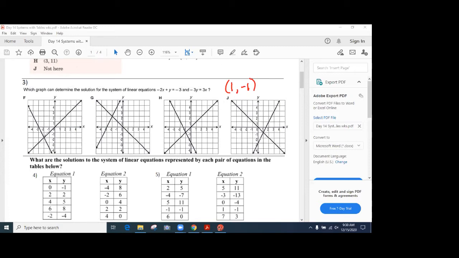So is this 1, -1? No, it's -2, -2, so it's not F. This right here, is that 1, -1? No. Remember, always do the X first. So let's focus on the X. Right here the X is at 1. That's actually -1, so be careful. The negative's kind of hidden there, isn't it? So be careful on that one.